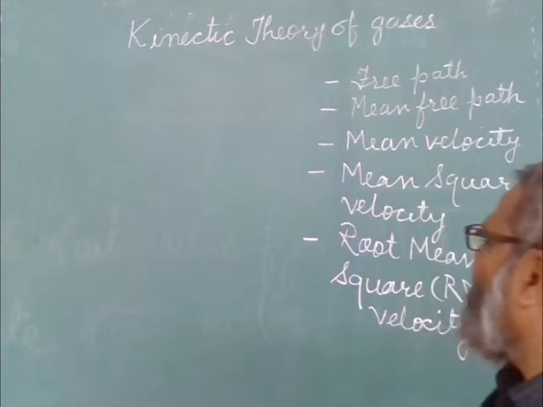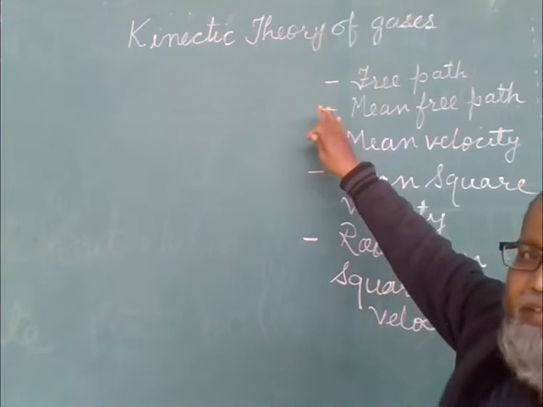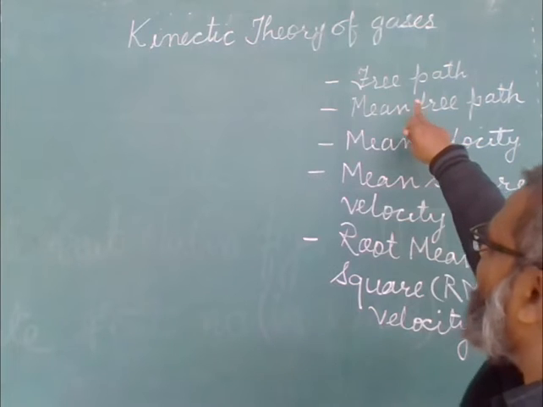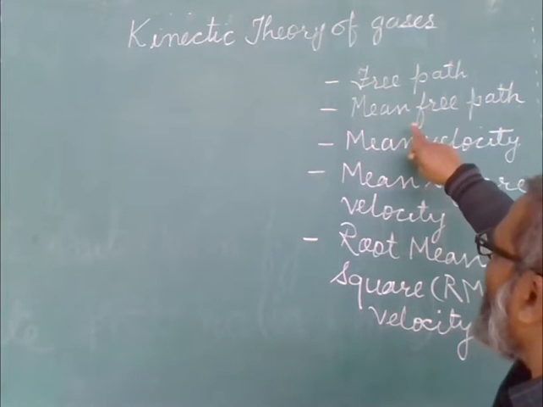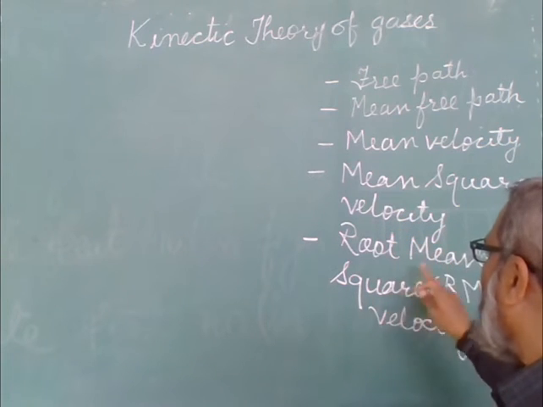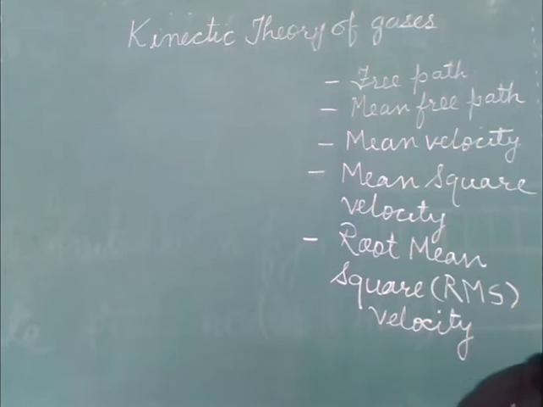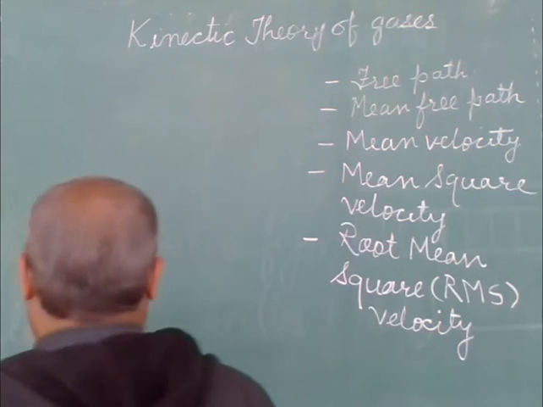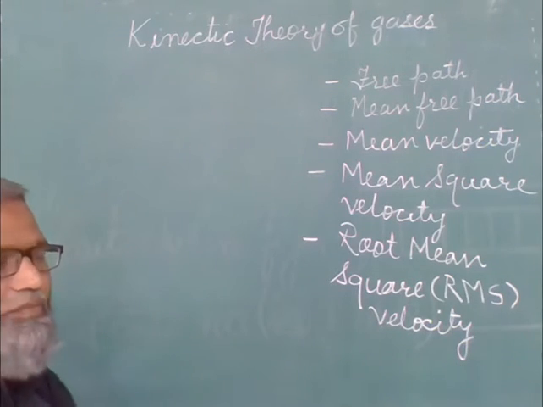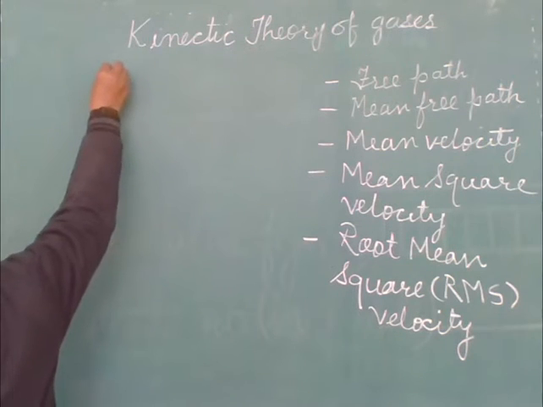Today I would like to discuss some points related to kinetic theory of gases. These points include free path, mean velocity, mean square velocity, root mean square velocity, RMS velocity. These terms we are going to study in this video lecture. So we start with the first term, free path.